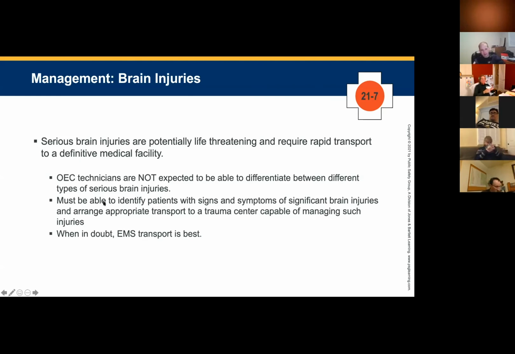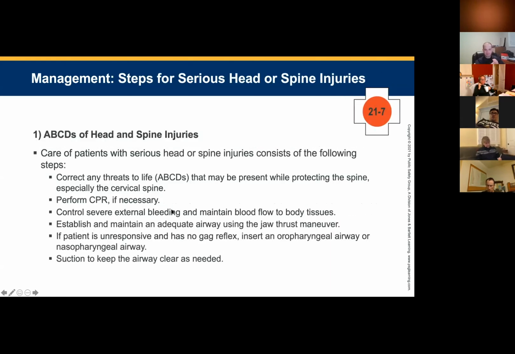And then we must be able to identify patients with signs and symptoms of significant brain injuries and arrange for appropriate transport to a trauma center capable of managing them. And when in doubt, always call for EMS. If you're ever unsure, just call EMS.